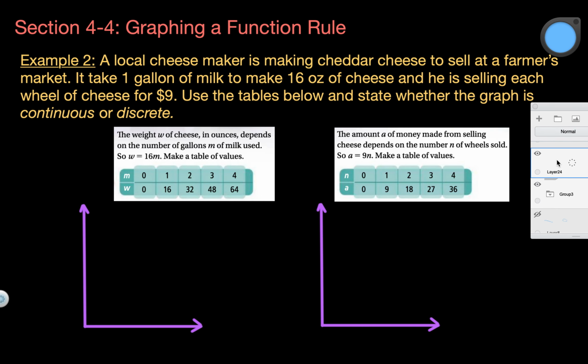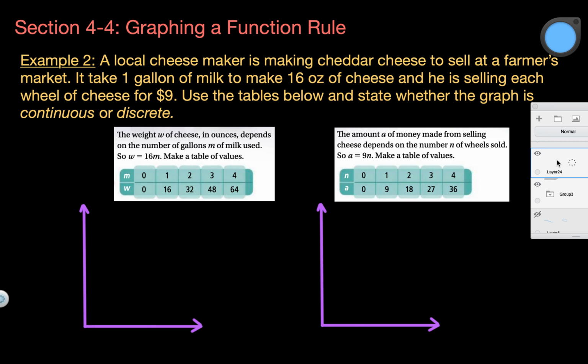So this word problem, it's going to ask us to graph these two situations and then figure out whether it's discrete or continuous. So it says that a local cheesemaker is making cheese to sell at a farmer's market. It takes 1 gallon of milk to make 16 ounces of cheese, and he is selling each wheel of cheese for $9. Use the tables below to state whether the graph is continuous or discrete.